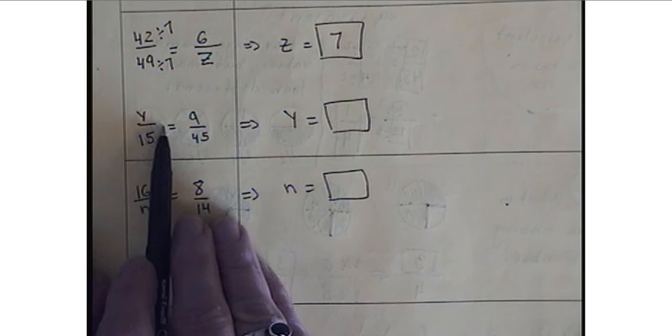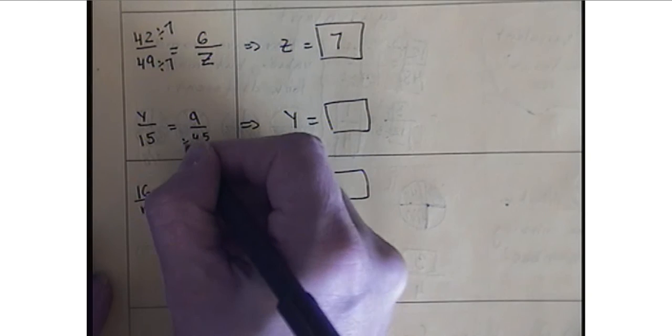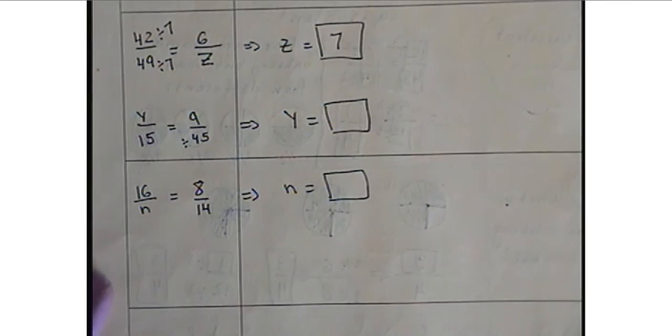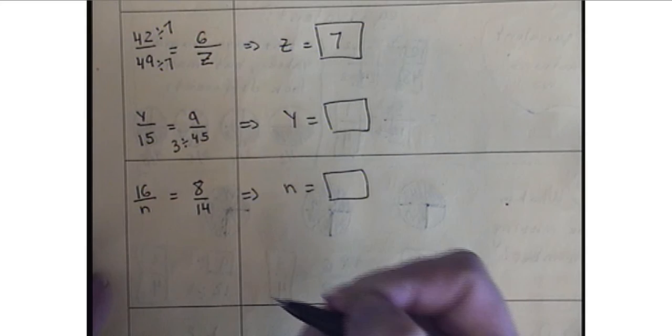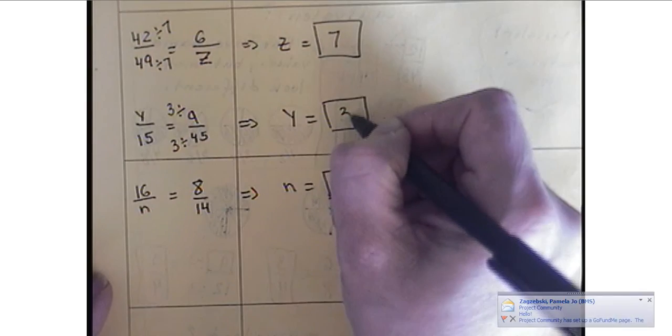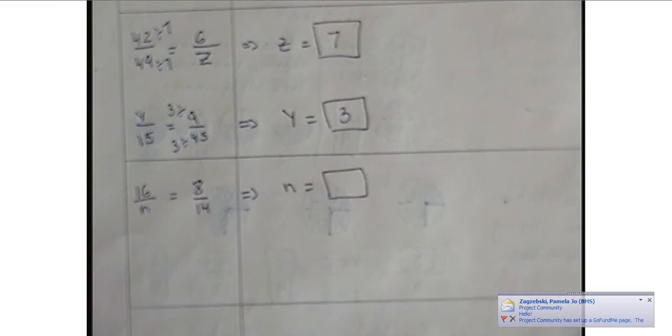In the next example, we have y over 15 is equal to 9 over 45. So backwards, here's the fraction. How do we get from 45 to 15? 45 divided by what number will give us 15? And the answer is 3. Same thing on the top, 9 divided by 3 will give us 3. So y is equal to 3.